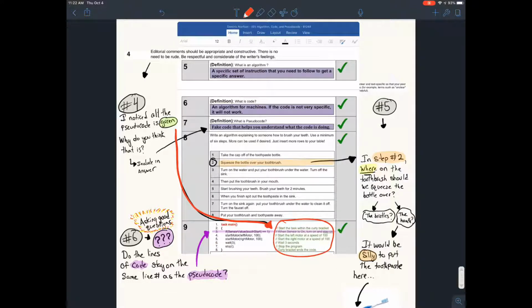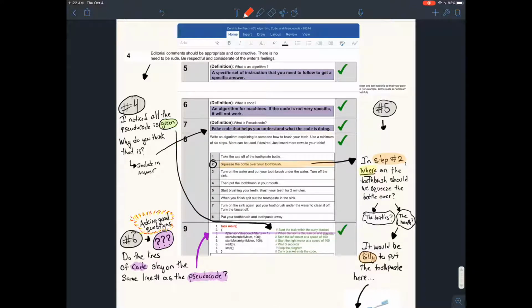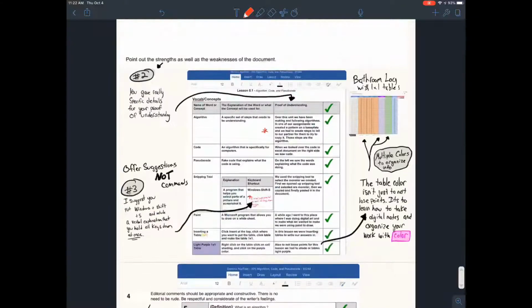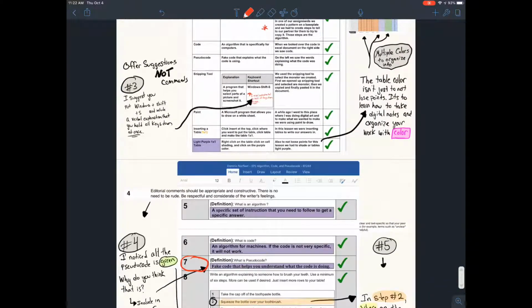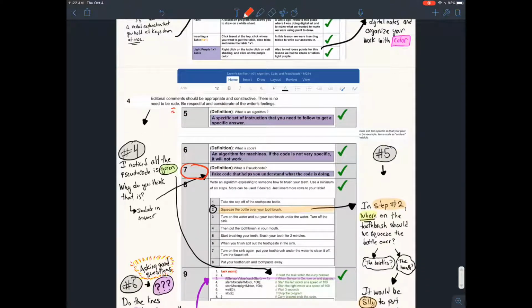So knowing that this is all green, I asked him, why do you think that is? Include that in his answer. So it might be helpful for him to include in his answer for number 7 over here the reason it's green. So not necessarily saying he has to do it, but I'm giving him a suggestion that could be helpful to him, and I'm also making sure that it is not rude. It's very easygoing in saying, I noticed. It's not saying you did this wrong.